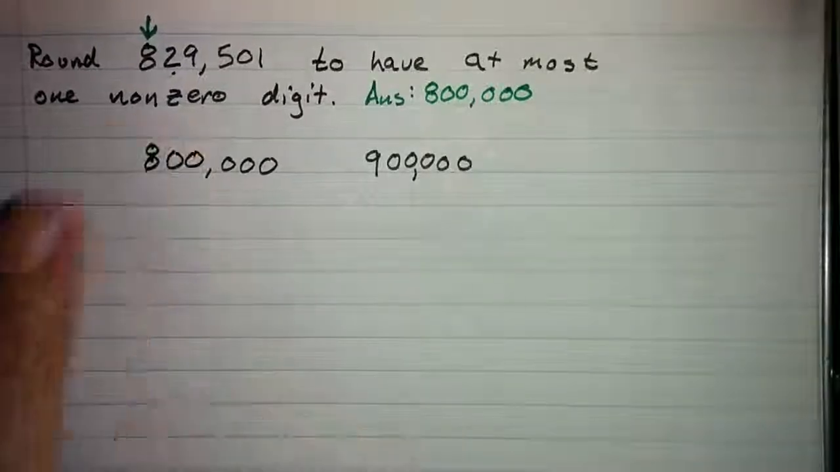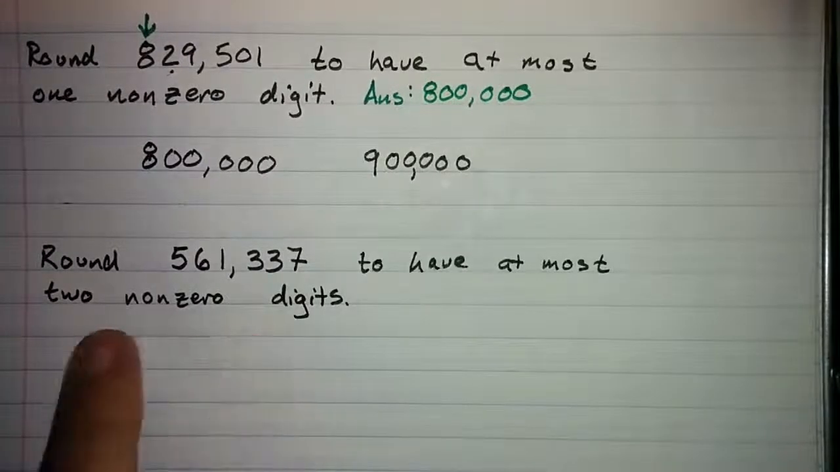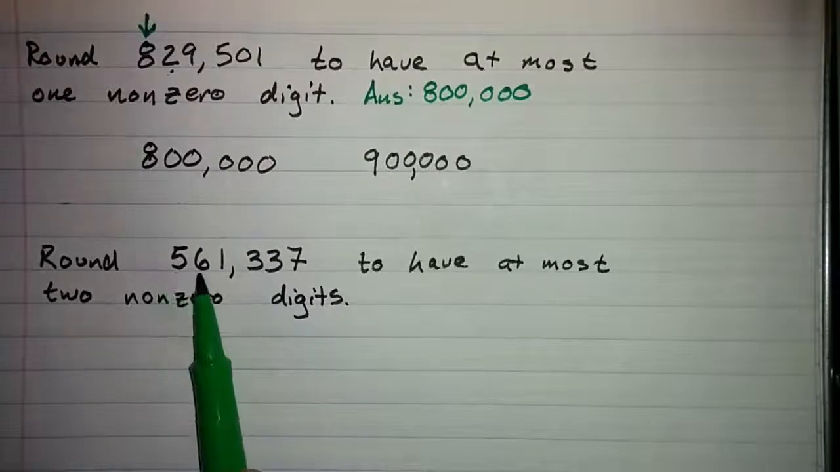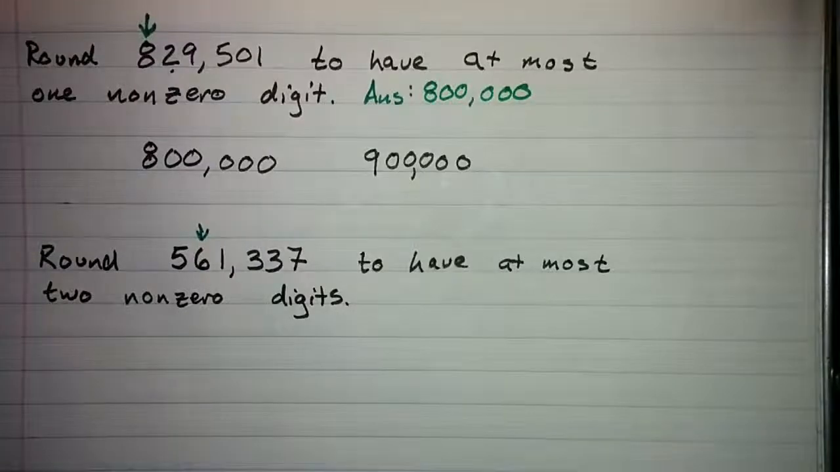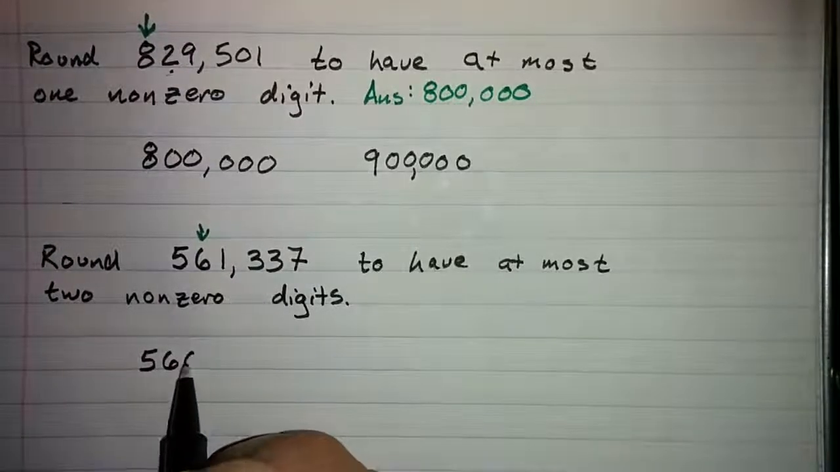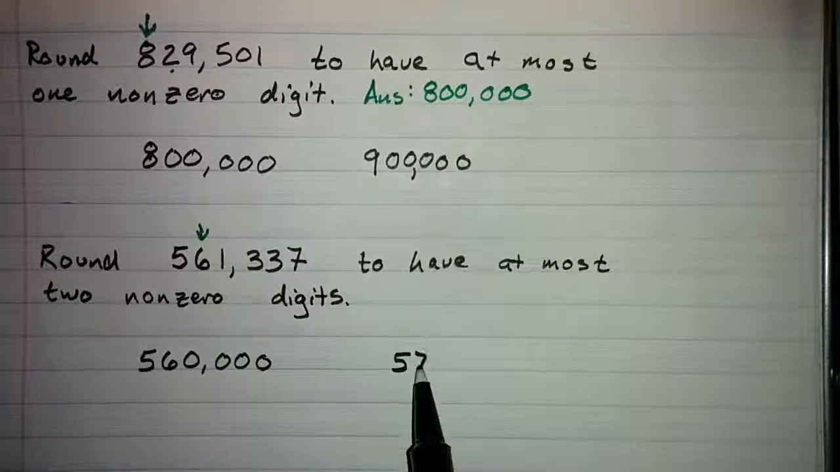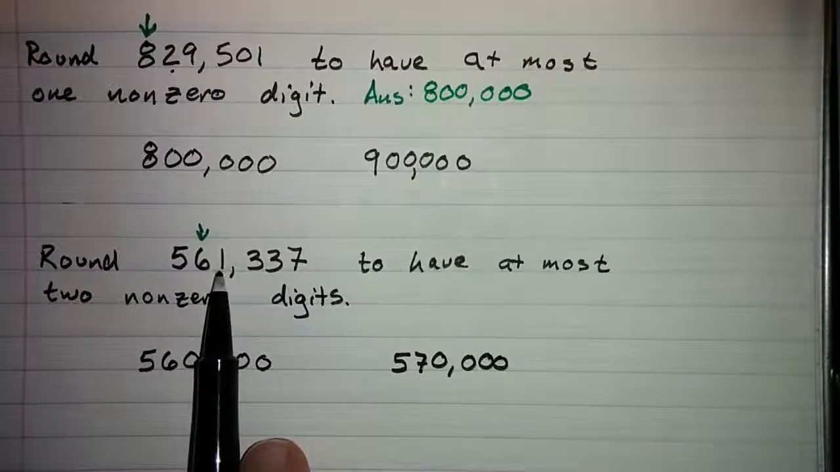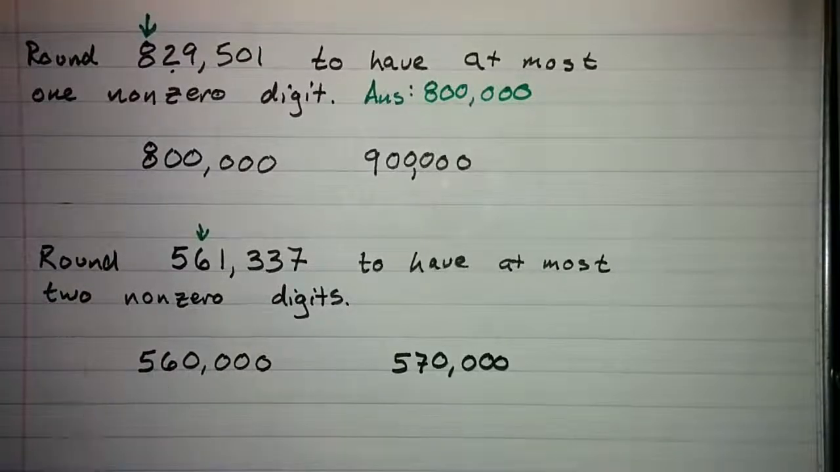Wanting one non-zero digit is the most common. We might want to round to have at most 2 non-zero digits. That would be 1, 2. Again, this number is between 560,000 and 570,000. Looking at this next digit, a 1, that's closer to the smaller number.